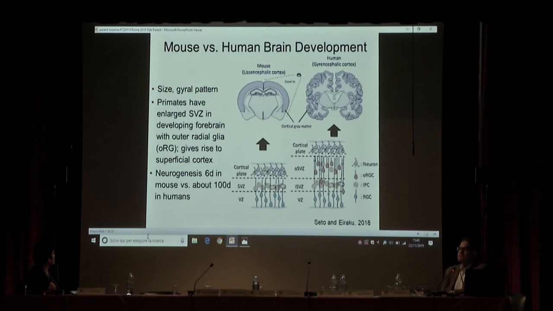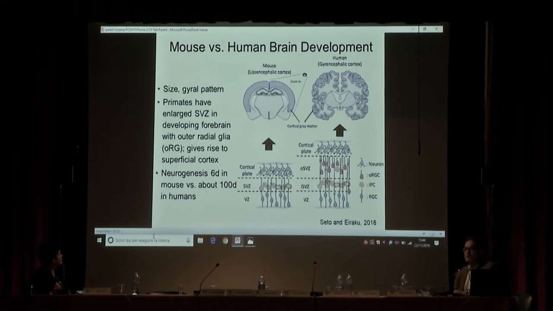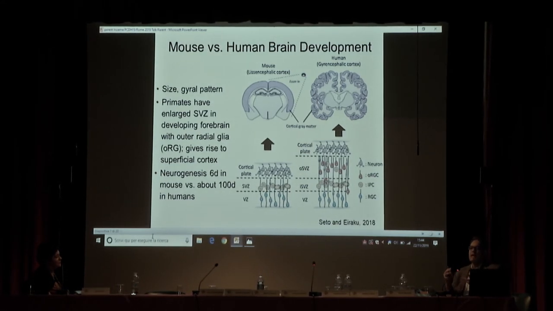Mice are not small humans, as my collaborators like to say, and there are a lot of differences in brain development between mouse and human. In mouse, the period of neurogenesis during brain development takes about 6 days. In a human, it's closer to 100 days. There's the obvious difference in size and gyral pattern. There's also an expanded subventricular zone in the human stem cell niche, and outer radial glia are a big part of that stem cell niche that form the superficial cortical layers, which mice don't really have a major population of.